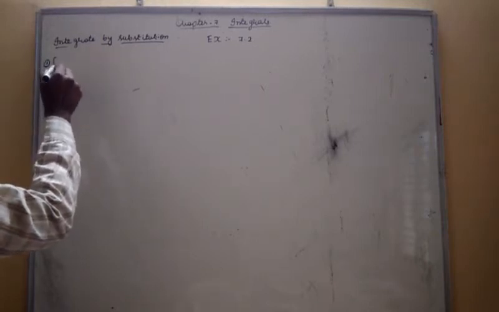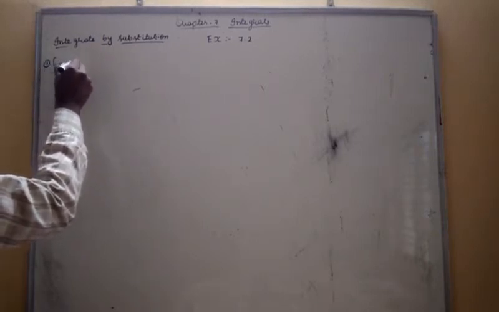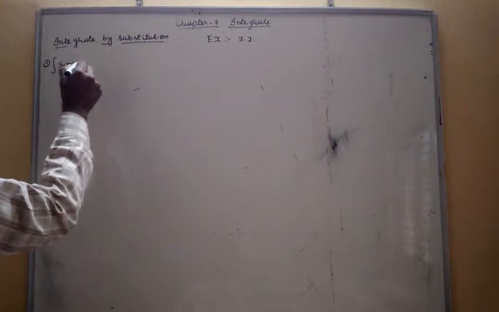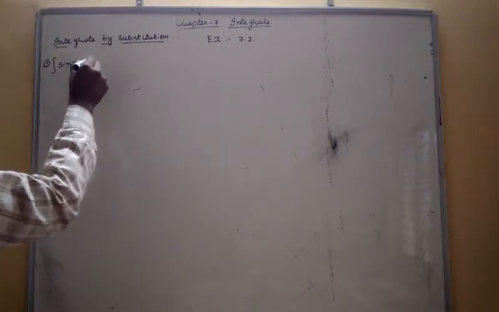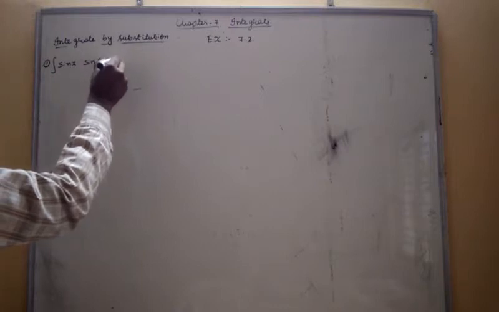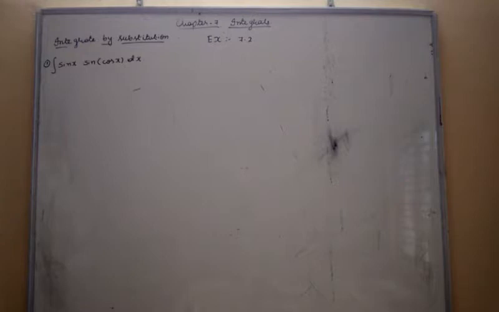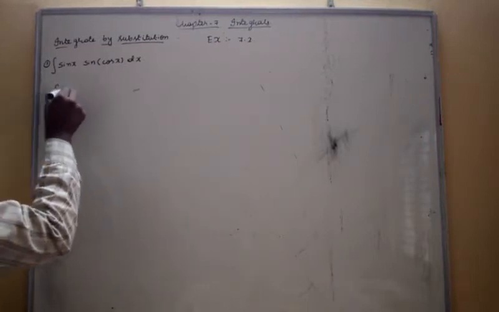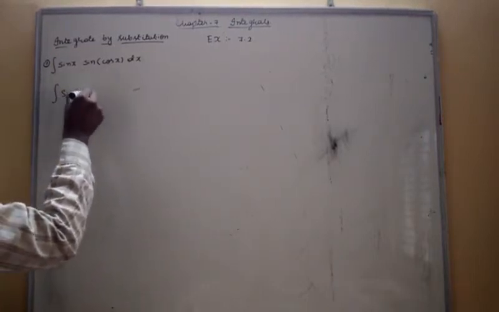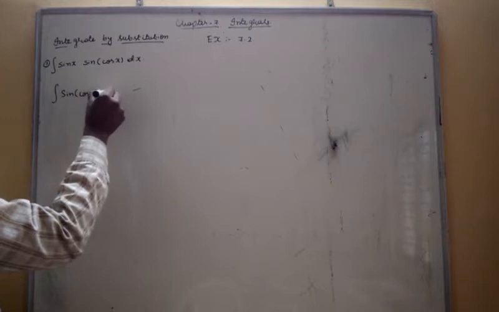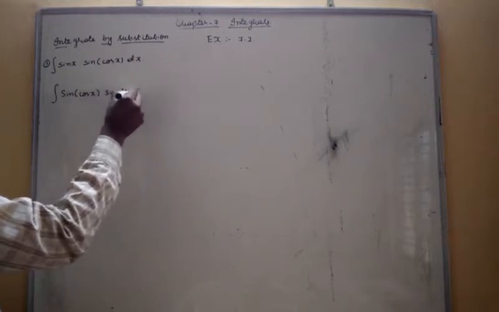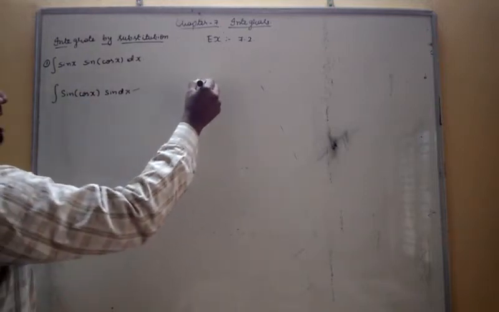Integrate sin x into sin of cos x dx. Okay, sin x into sine of cos x. So let us write this sine of cos x into sin x dx. Then let us substitute here.